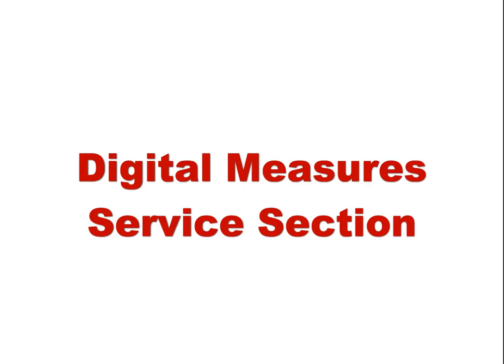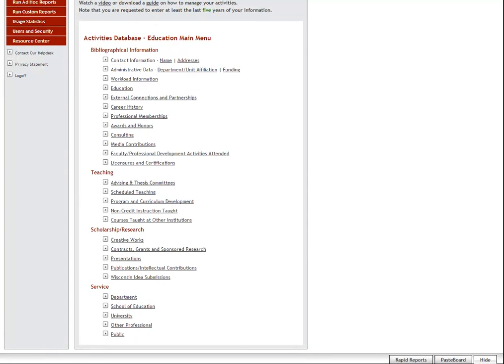The Services section of a person's Digital Measures profile contains information about their involvement in various campus committees. This information is very important, particularly for professional activity reports. In this video, I will be adding service information to an example Digital Measures profile for Bucky Badger.